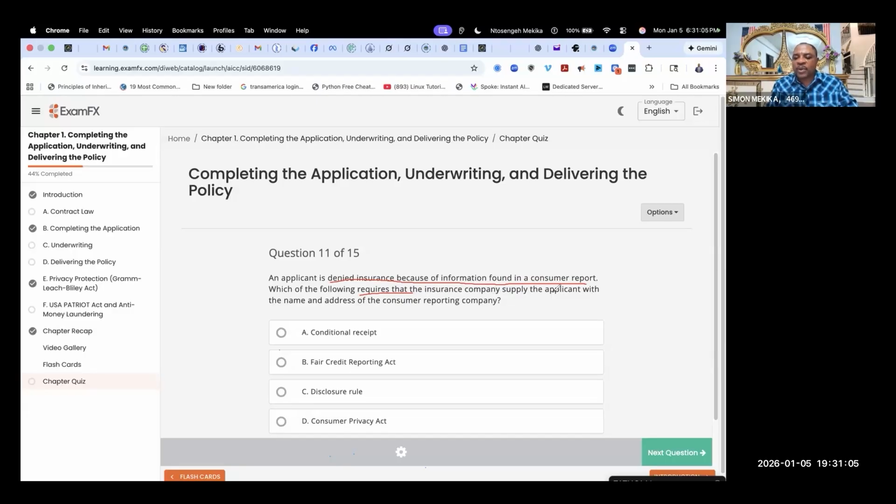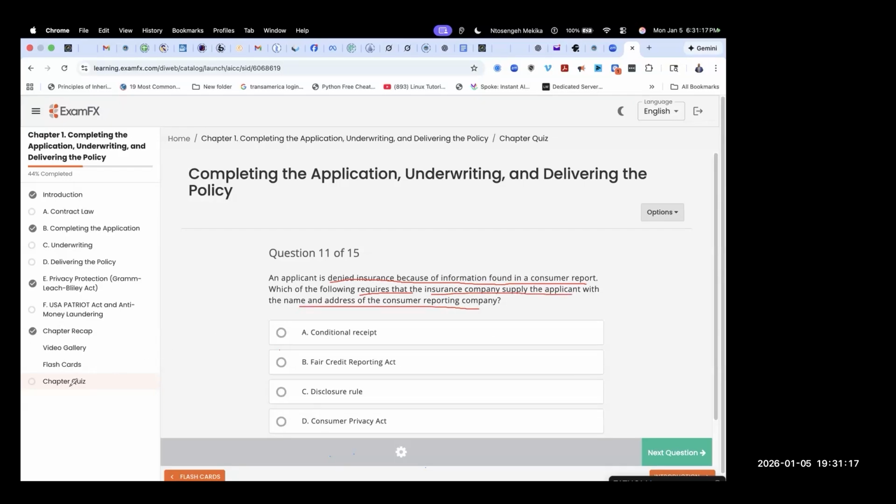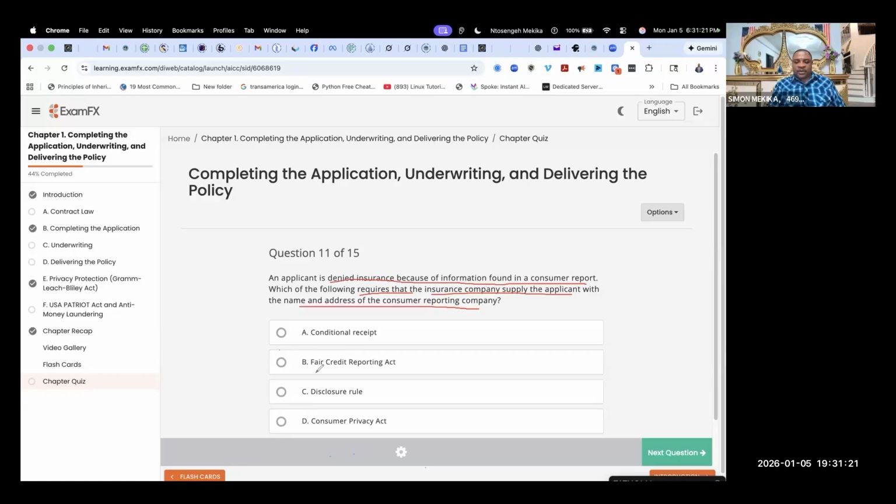So, which of the following requires that the insurance company supply the applicant with the name and address of the consumer report? Which of the following requires that? Let's go, people. Majority is B in the chat. Okay, fake credit report. All right, majority is B. We'll go with that. B.